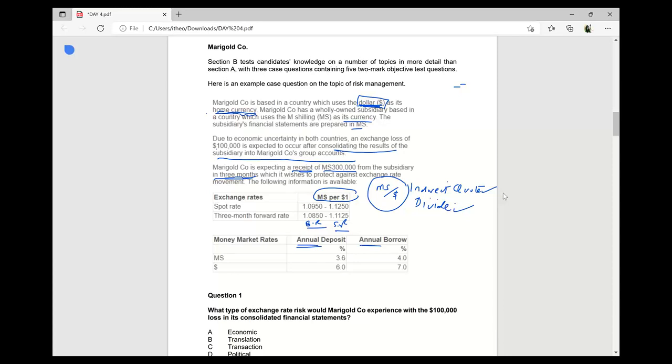So the summary was, it uses dollar as home currency. It has a subsidiary which uses shillings. When consolidation was done, there was an exchange loss of 100,000, and a receipt of 300,000 shillings is coming. Exchange rate and currency will always be provided. Since it's shillings per dollar, dollar in denominator, it's an indirect quote: divide, lower buying, higher selling, and borrowing and deposit rates are given. Let's start the requirements now.